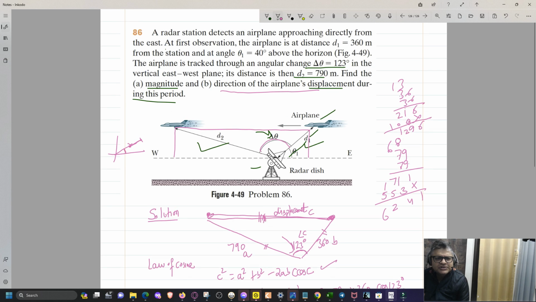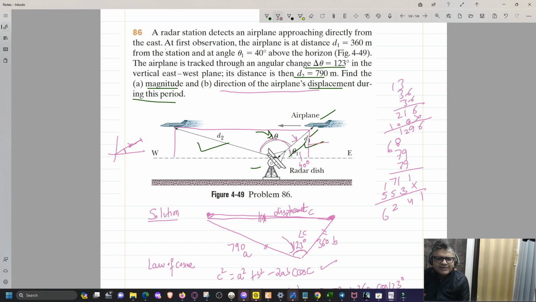Find the direction of the... so if you notice, this angle 40 degrees is also available to us, right? This is 40 degrees. We have not put this to any good use, by the way. Okay, now let's put it to some good use. Now we know the value of D1, and we know the angle it makes with the horizontal.